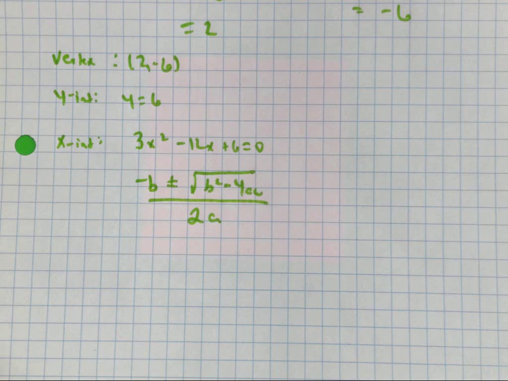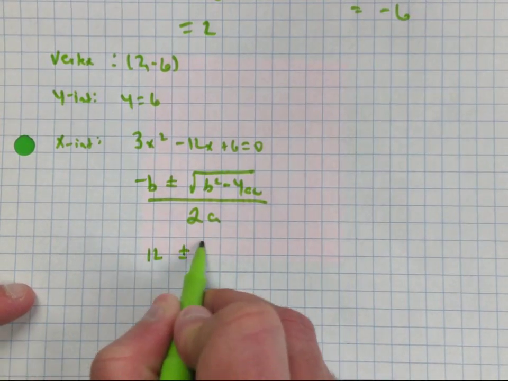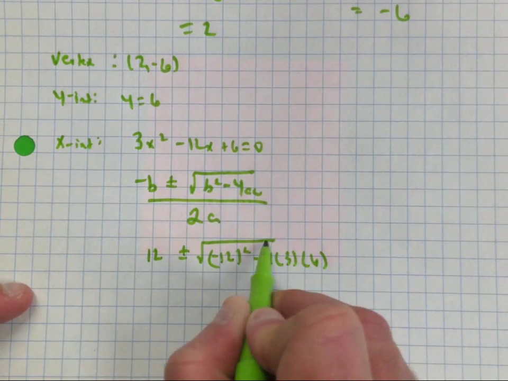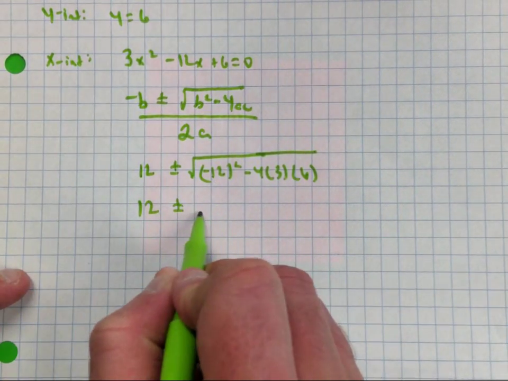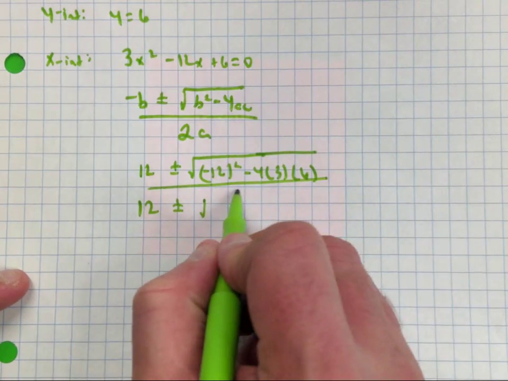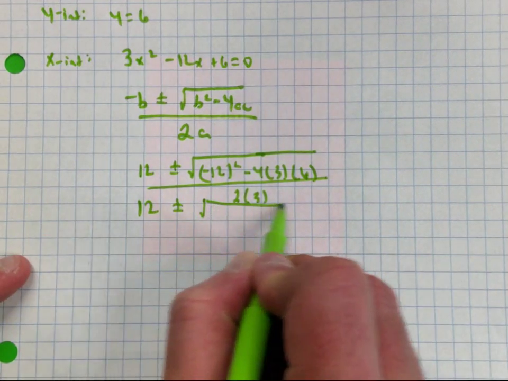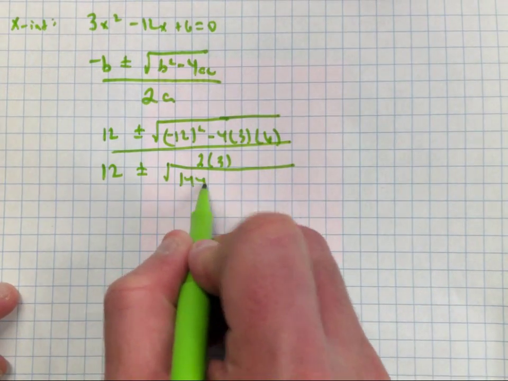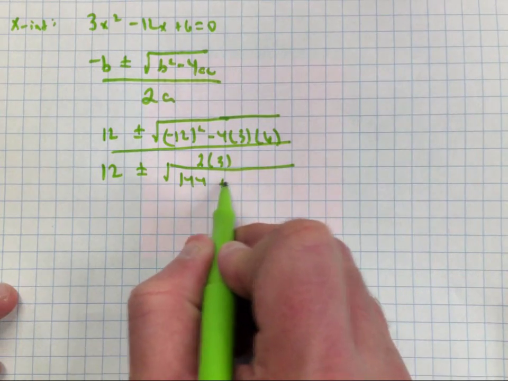How many points did I say on the video has to be the minimum points you can have on it? 3. Okay. So opposite of b, that's going to be positive 12. Alright, so that's going to be 144. -4 times 3 is -12 times 6, 72.